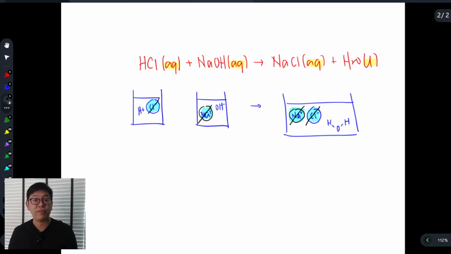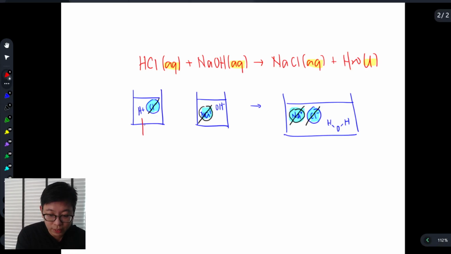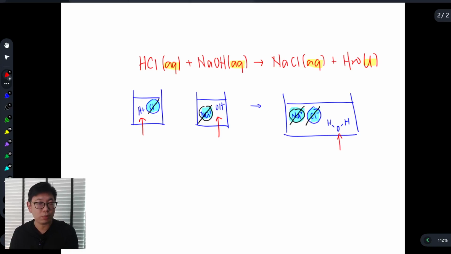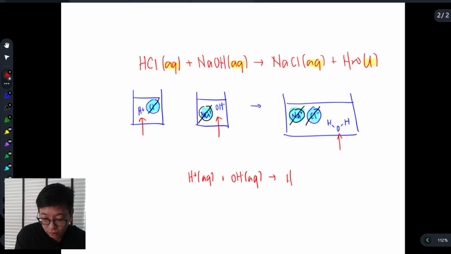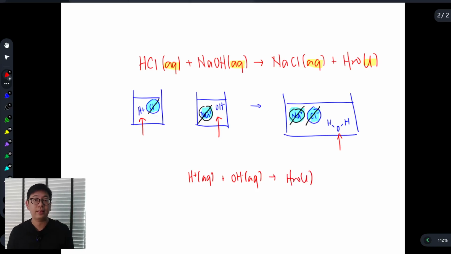And what we're left with is your ionic equation. What we see here is that your H+ ions have reacted with your hydroxide ions to form water. They no longer exist as H+ and OH-, but as a new substance known as water. So to rewrite that, we have H+ (aq) and OH- (aq) to form water, H2O (l). And that's an ionic equation.